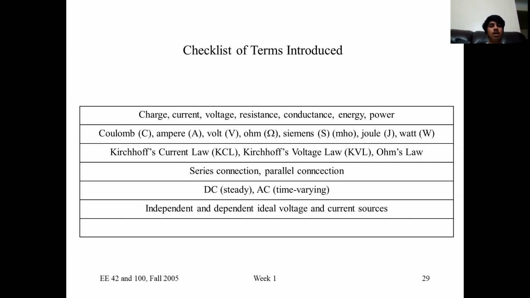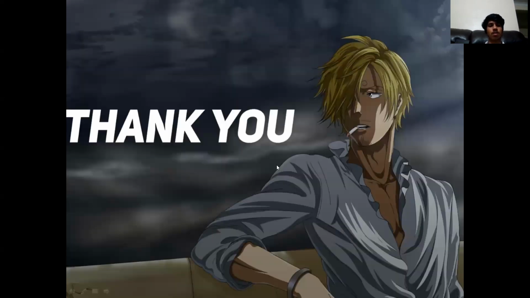Coulomb is C, ampere is A, volt is V, ohm is omega, S is mho, joule is J, watt is W. Kirchhoff's current law is KCL, Kirchhoff's voltage law is KVL, DC is steady, AC is time varying.